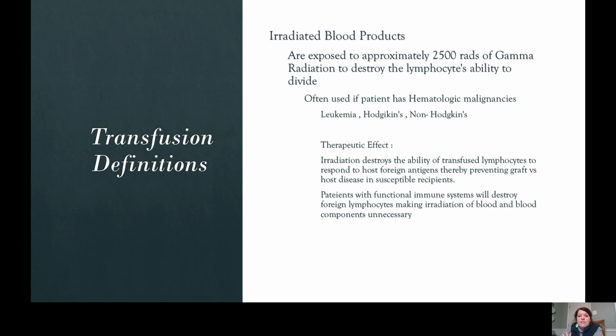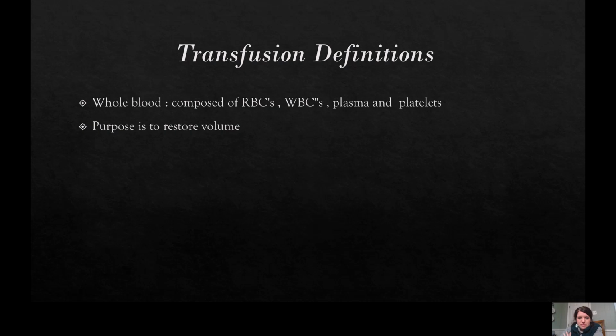Further transfusion definitions. Wow, you can tell it's been a long day. I'm sorry. So when we talk about a patient having, when we talk about them having a therapeutic effect, actually, we'll come back to that. I don't want to talk about irradiated blood products right now.